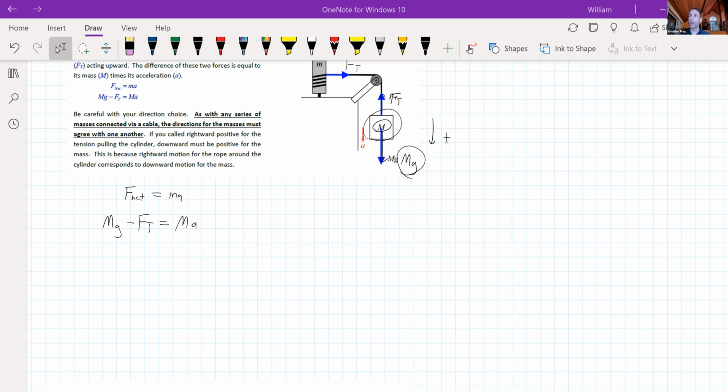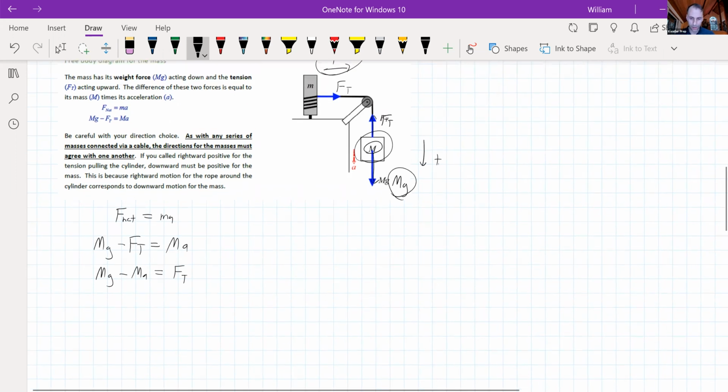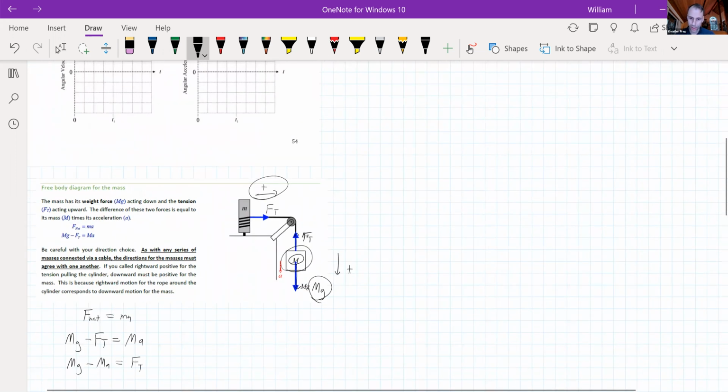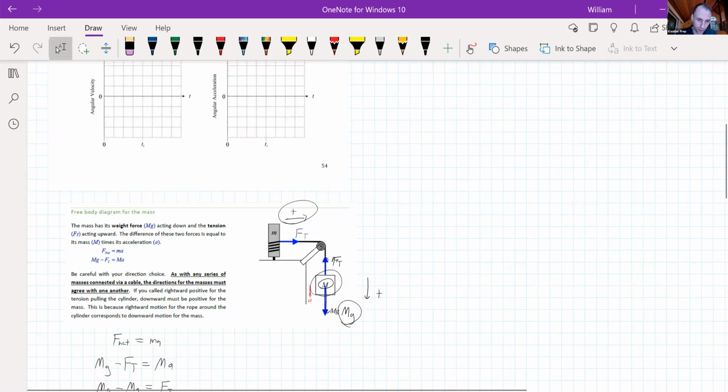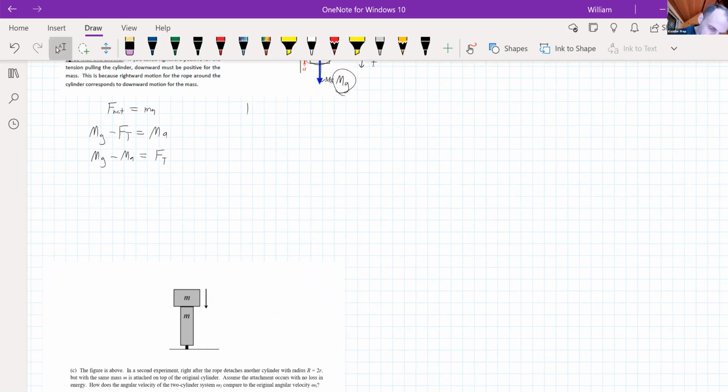Okay, so I'll just do a quick arrangement. mg minus ma is equal to F_T. So far, so good. Now, let's go back to what I derived earlier, but I'm just going to use it in this form. Earlier, we had this equation.